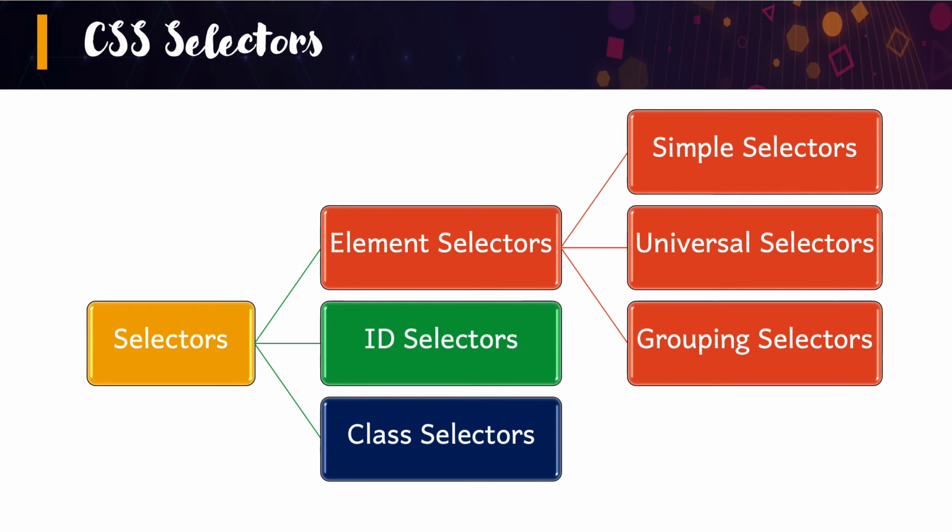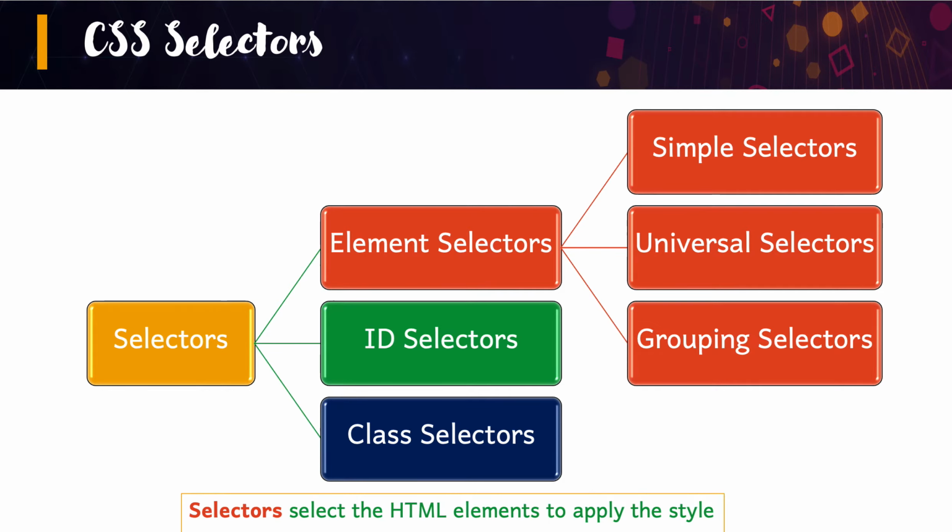The picture on the screen shows the classification of selectors. The selectors are primarily three kinds: element selectors, ID selectors, and class selectors. The element selectors are further classified into simple selectors, universal selectors, and grouping selectors. Remember, selectors are meant to select the HTML elements to apply the style. Let's look at each of these different types.